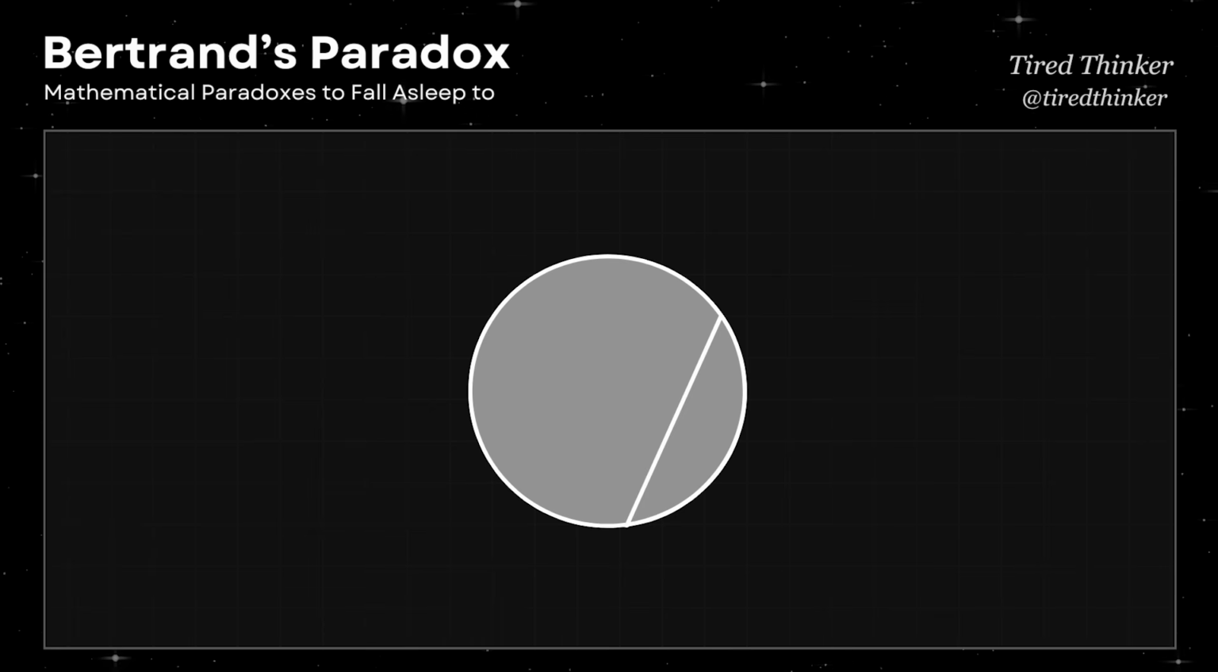The second method, using a random midpoint, distributes chords differently. A chord is long when its midpoint is near the center of the circle, and short when the midpoint is close to the edge. Since the midpoint is chosen randomly, there is a 50% chance that it lands within the central region needed for a long chord. This shifts the probability from 1/3 to 1/2.